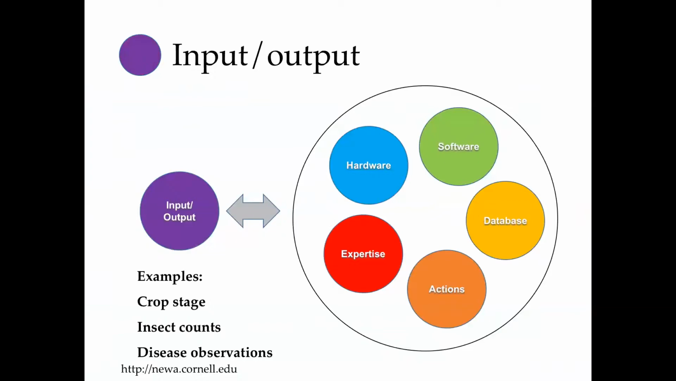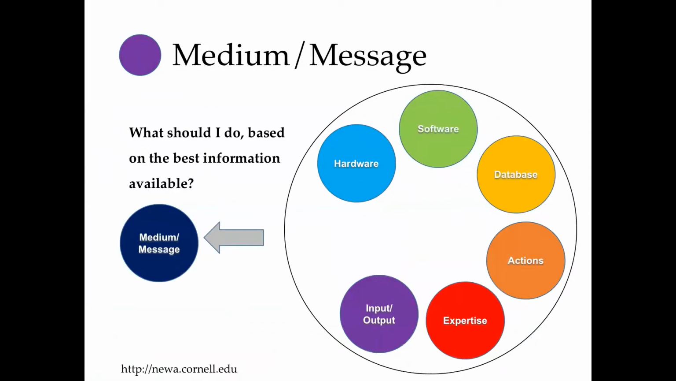So input output, this ties in closely with actions, but in my mind, it's distinct enough to give it its own category. And so examples I have listed are crop stage, insect counts, disease observations. There's a lot more depending on what you're looking at. But it interacts with all these other components.